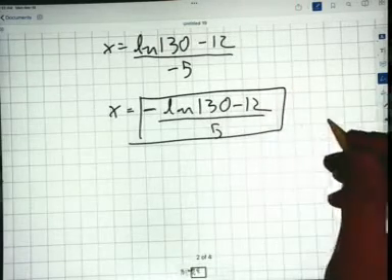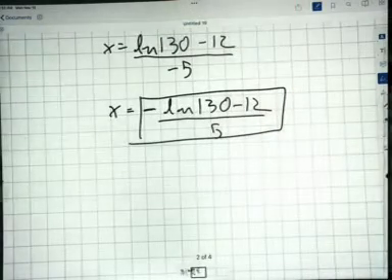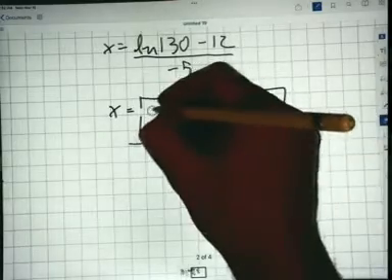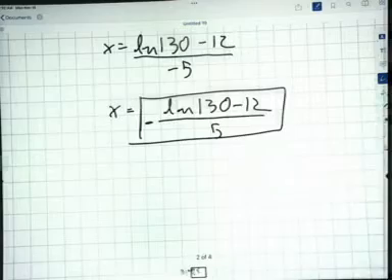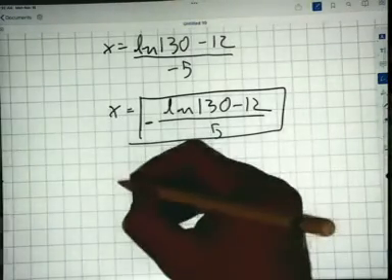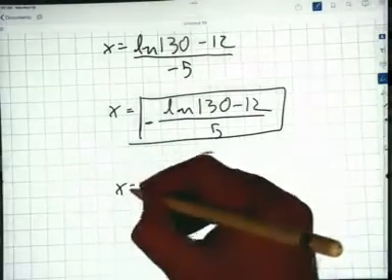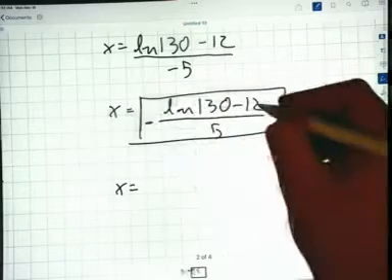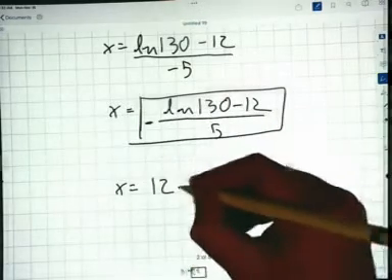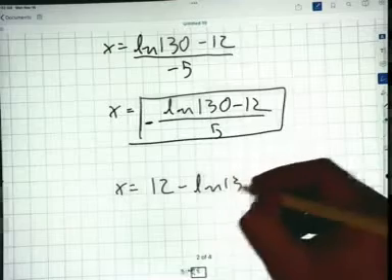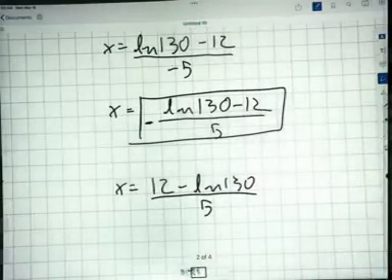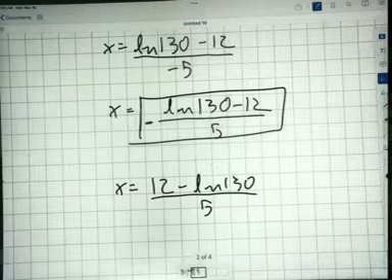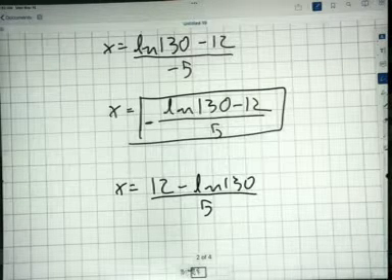This is also equivalent to, so let me rewrite this just a little bit because it looks like that minus sign is with the natural log. You could also rewrite this as, if you distribute the negative to the numerator, I would write it as 12 minus the natural log of 130 all over 5. So it looks like we need to evaluate that. Where's my calculator?